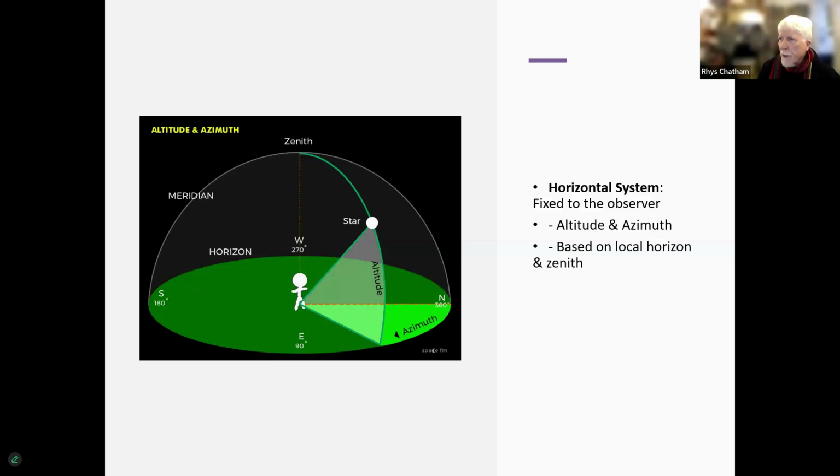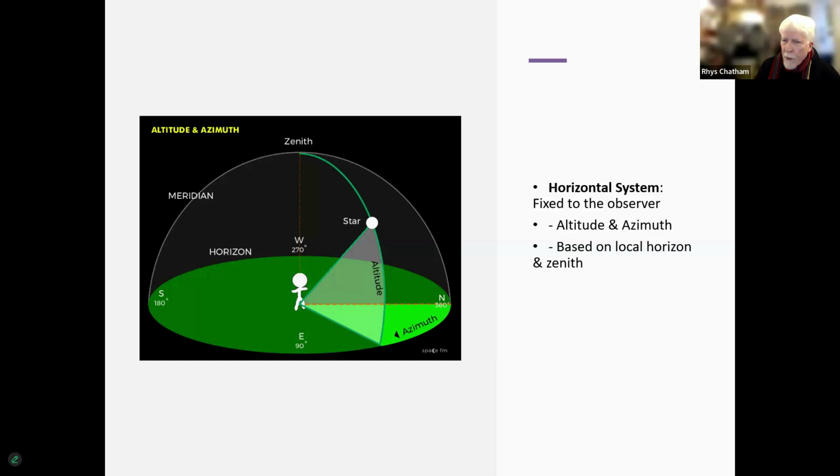Here, let me put the laser on. So here you see the zenith, which is directly above your head. And this line is a meridian, which corresponds to the local longitudinal line on Earth. And here in this green circle, we have the horizon. Now, this system tells you where things are in the sky right now, rather than using longitude and latitude, as we did in the geographical system.